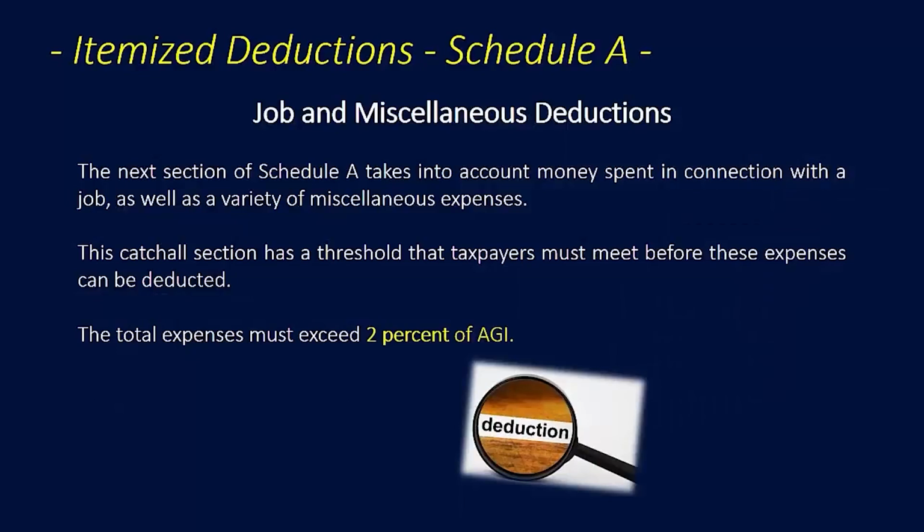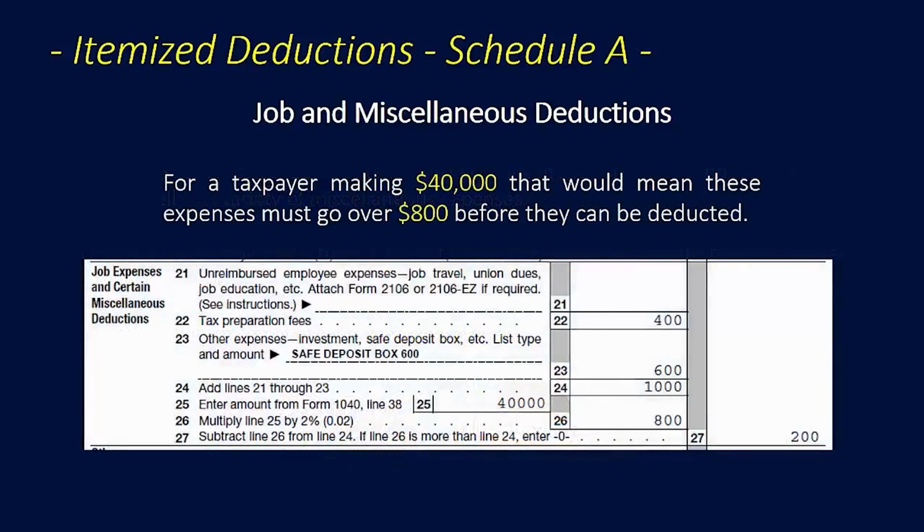Next, we'll move on to job and miscellaneous deductions. The next section of Schedule A takes into account money that's spent in connection with a job, as well as a variety of miscellaneous expenses. This catch-all section has a threshold that taxpayers have to meet before these expenses can be deducted. The total expenses must exceed 2% of adjusted gross income. For a taxpayer making $40,000, that would mean that these expenses must go over $800 before they can be deducted.